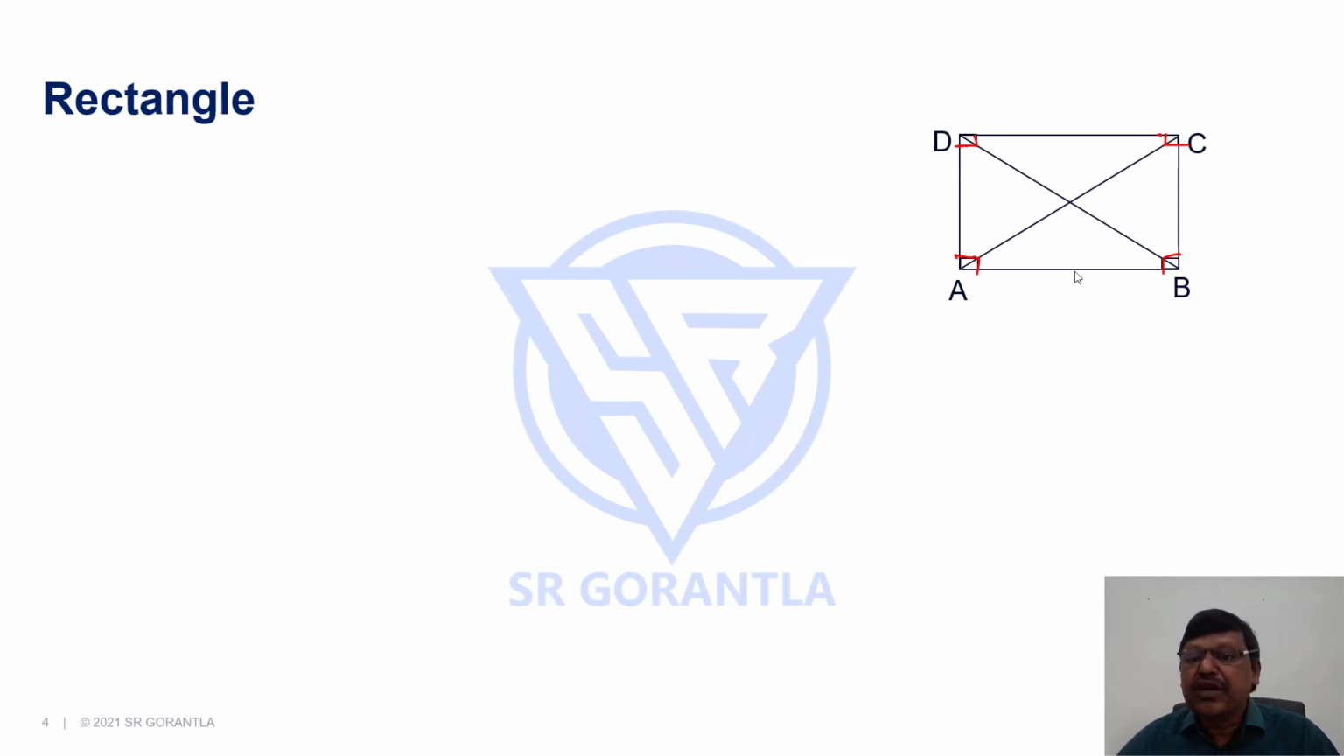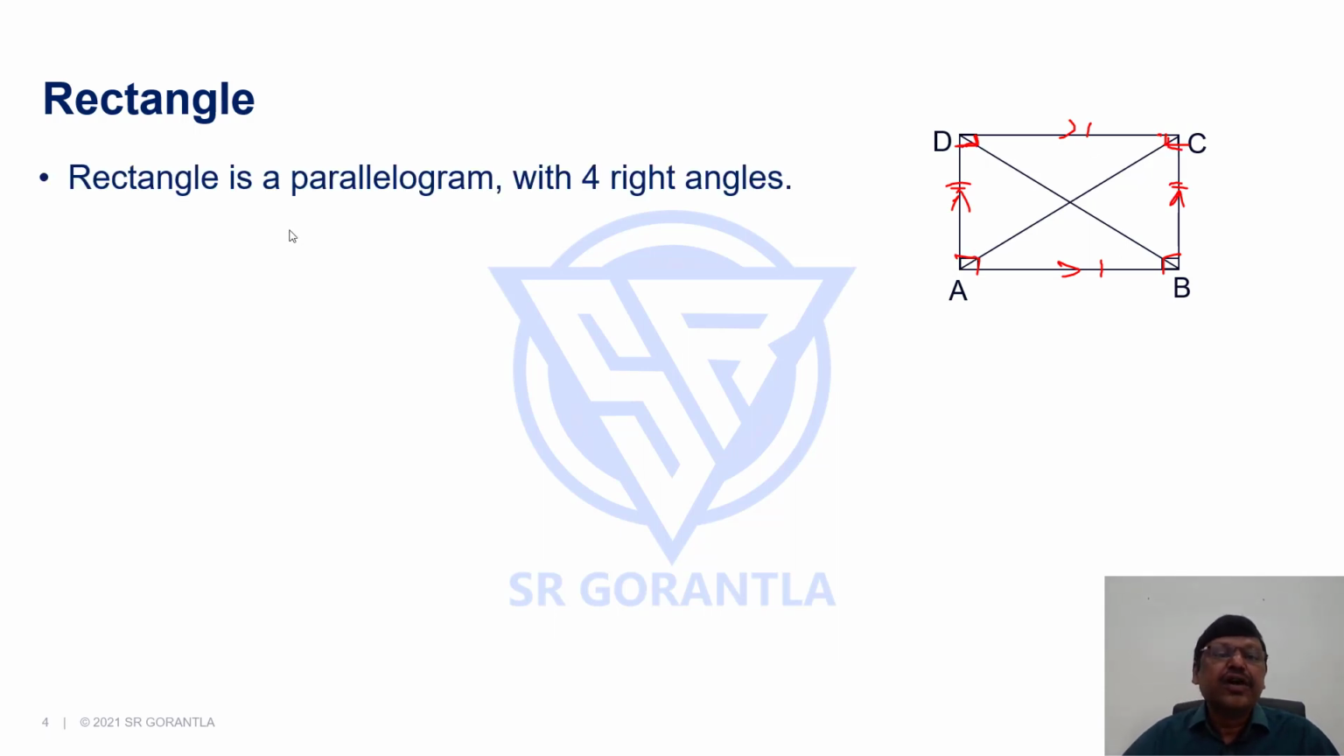Like in parallelogram, we said opposite sides are parallel and equal. Here also they are parallel and equal. These two are parallel and equal. But the extra property we have is these 4 angles are right angles. So rectangle is a parallelogram with 4 right angles.